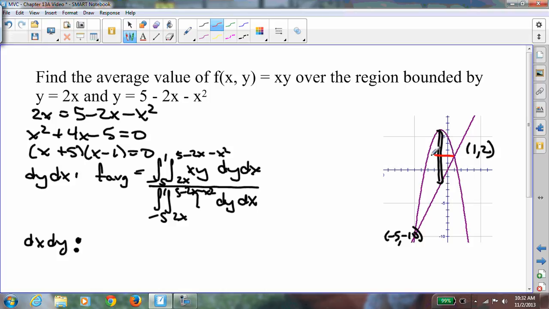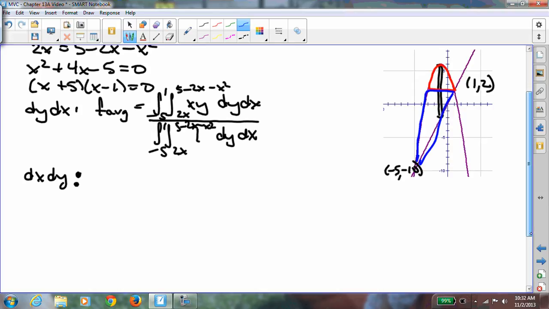But if you draw this horizontal line in, notice up here, only the parabola is being used to define my left and right side for x, as opposed to down here, where the line and the parabola are being used. So if I do want to set this up dx dy, I'm going to have to do it in two pieces. And to do that, I also need the equation for x.